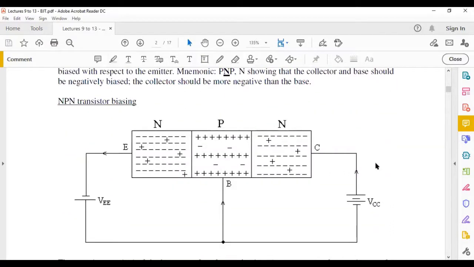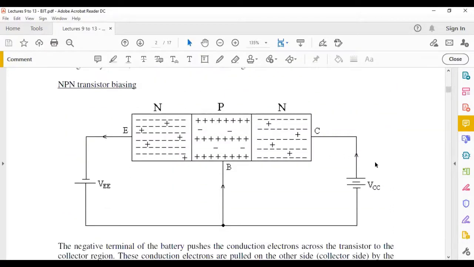Let's come to the NPN. So NPN, similar to what you've just done. In the N region of an emitter, you would have negative now as a majority carrier. Same thing on the collector, because it's NPN. And on the base now, you have the positive signs.